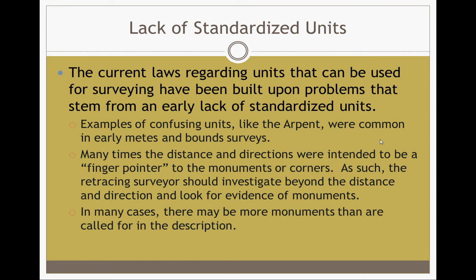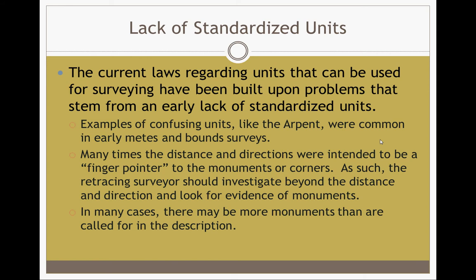Many times the distance and directions were intended to be, quote-unquote, a finger pointer. You want to go that away to the monuments or corners. And as such, the retracing surveyor should investigate beyond the distance and direction, and also shorter than the distance and direction, and look for evidence of monumentation.